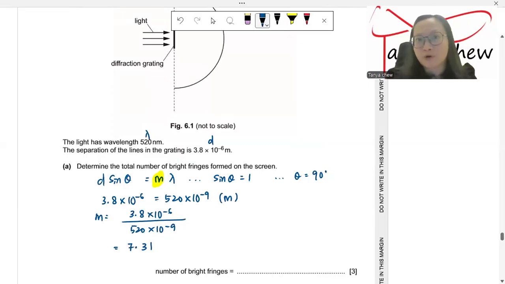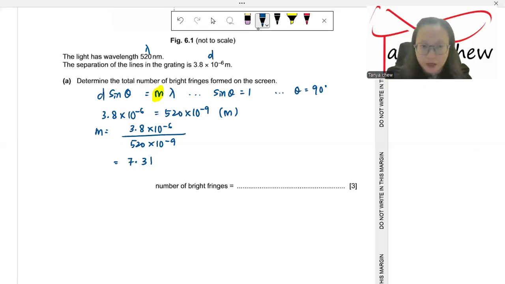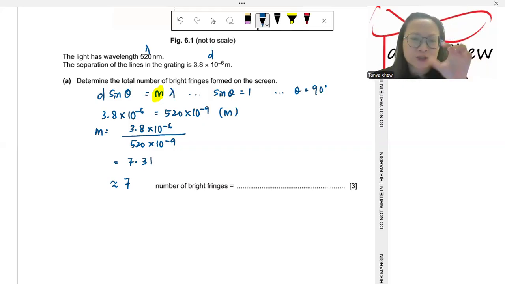But m is a number of order, right? So in this case, for a diffraction grating, you need to round down to the closest whole number. Even though I get the answer as 7.99, you still have to round down to 7 because that 0.99 is too faint to be seen on the screen.